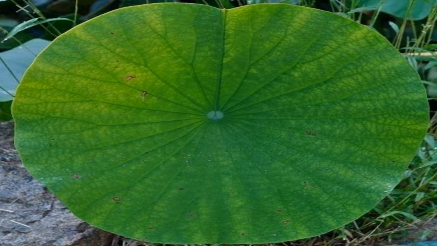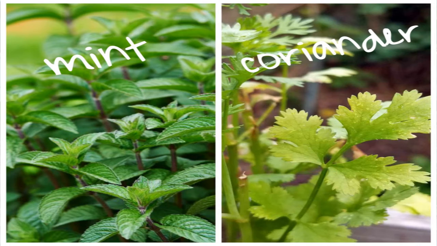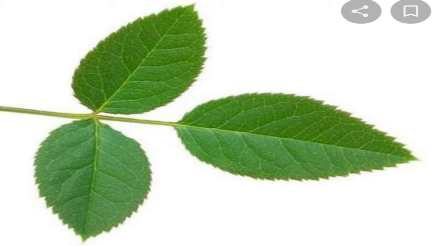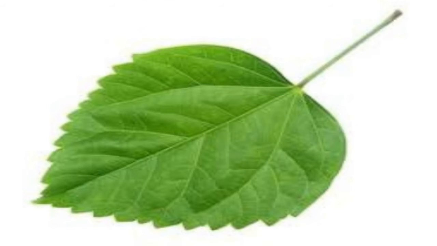Some leaves have a special smell, like mint, coriander, tulsi. They have various aromas in them, and some leaves have toothed edges. For example, rose and hibiscus, you have seen that they have a rough surface.